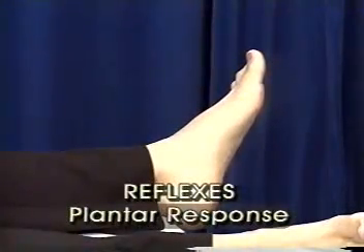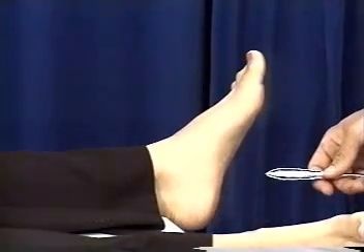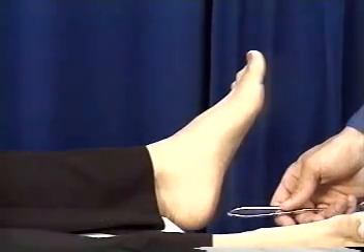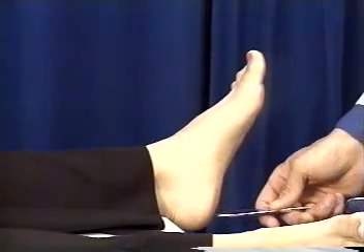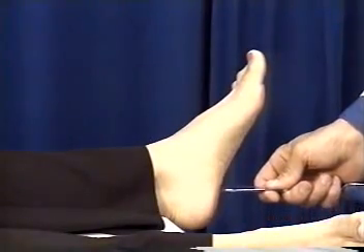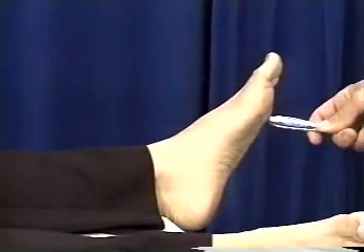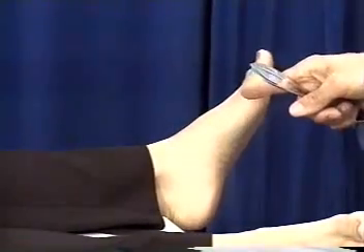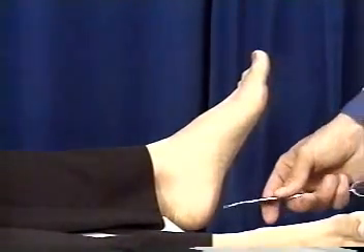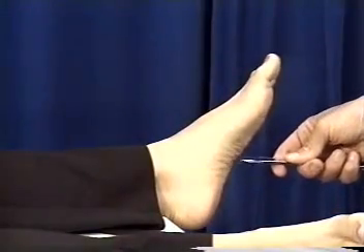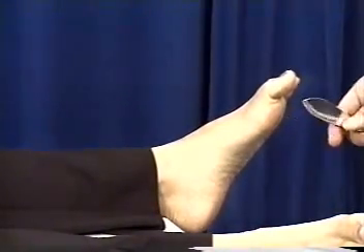Very good. Test the plantar response using a sharp object such as the back of a reflex hammer and drawing it straight from the heel along the sole of the foot in an arcing motion towards the toes, and observe the first movement at the proximal joint of the great toe. The normal response is flexion. Extension is the abnormal response, also called the Babinski sign.